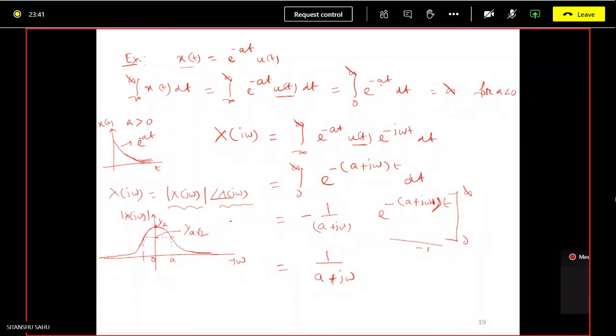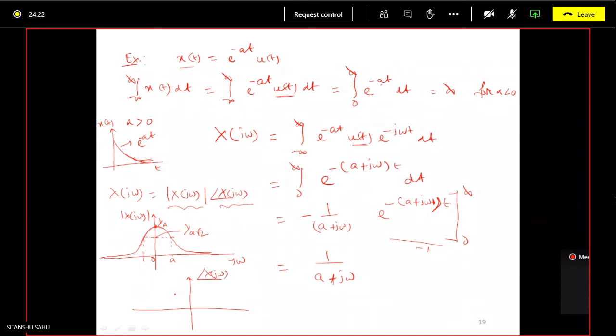Similarly, if you look at the phase spectrum, the phase angle of x of j omega is nothing but the tan inverse of the imaginary part divided by the real part of this x of j omega. So if you convert this into the rectangular form of the complex number, then you'll see the graph of the phase spectrum of this function x of t, which is x of j omega.